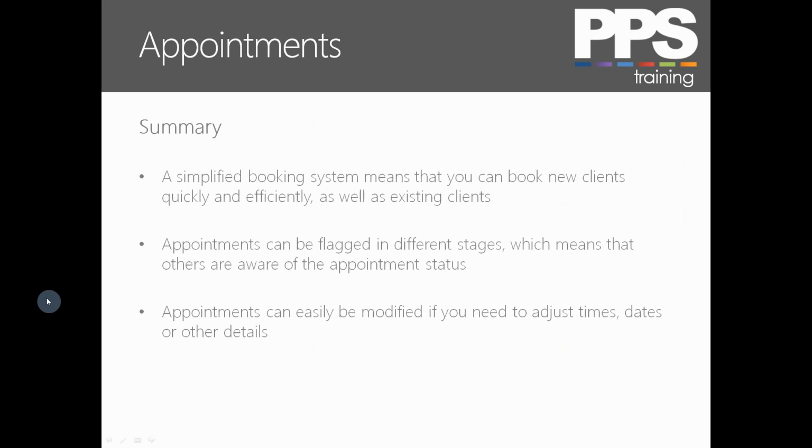So within this section, we've seen how a simplified booking system means that you can book new clients quickly and efficiently, as well as existing clients into your appointment diary. We've looked at how appointments can be flagged in different stages, which means that others are aware of the appointment status. And lastly, we've looked at how appointments can easily be modified if you need to adjust times, dates, and/or other details.